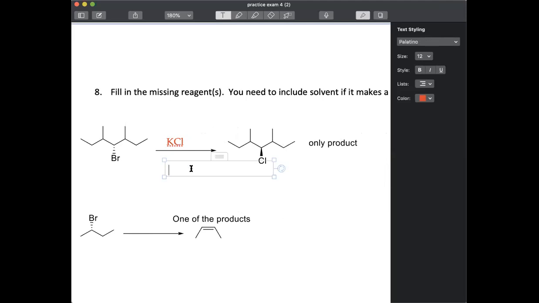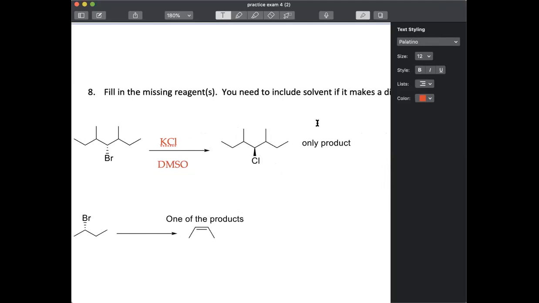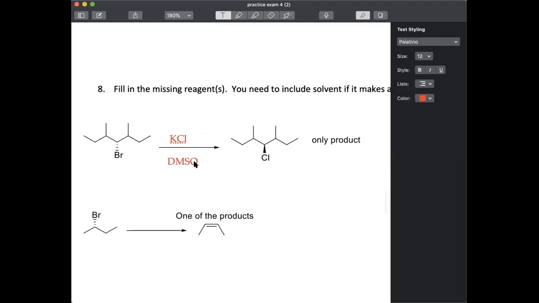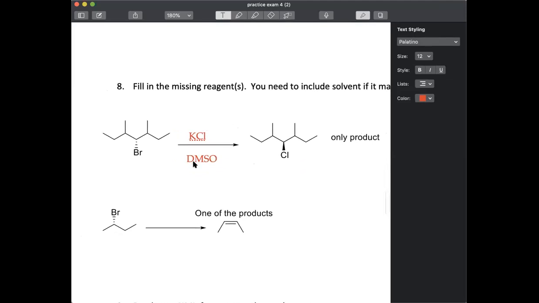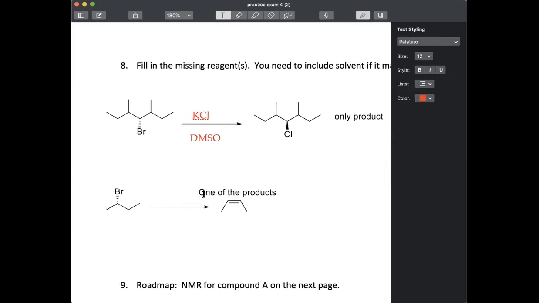And so we would need to include a solvent. What type of solvent? Yeah, right, we need aprotic solvents because it's SN2. So DMSO is a good aprotic solvent. What about this one, if it's one of the products? So keep in mind, there are other products. There we go, that's a good one.